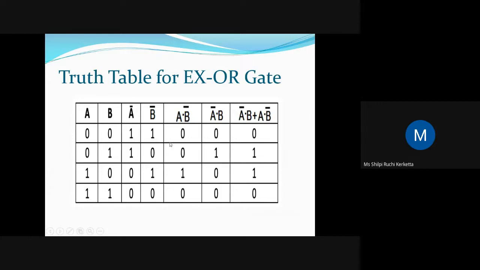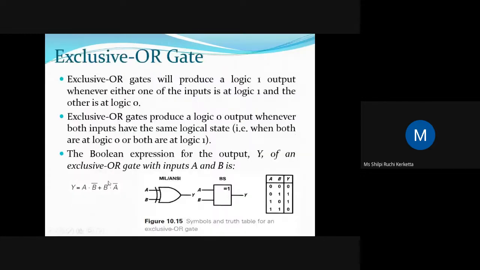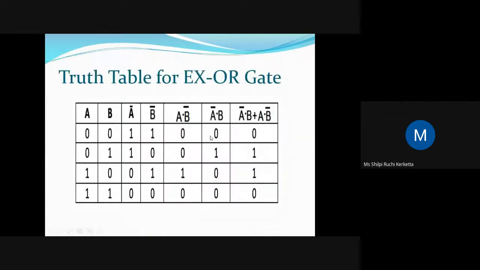We did the first part of the expression, so now we will do the second part, B into A bar. These we have to multiply. So 0 into 1, what will be the output? Zero. 1 into 1, one. 0 into 0, zero. And 1 into 0, zero. So this is the output for this A bar dot B, or B into A bar.